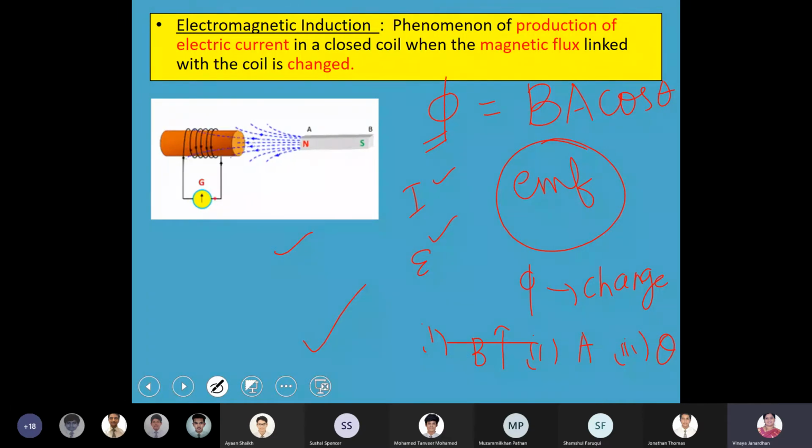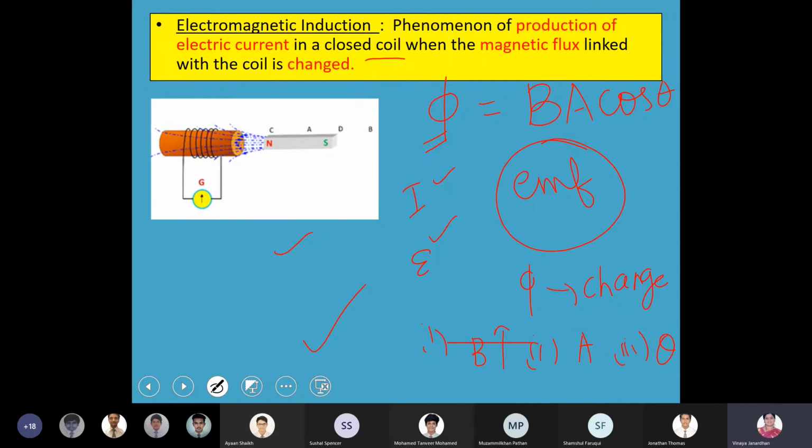Write the statement, boys. Electromagnetic induction: phenomenon of production of electric current in a closed coil. So the coil should be closed when the magnetic flux linked with the coil is changed. This can happen this way: either the magnet moves and the coil is stationary, or the magnet is stationary and the coil moves.